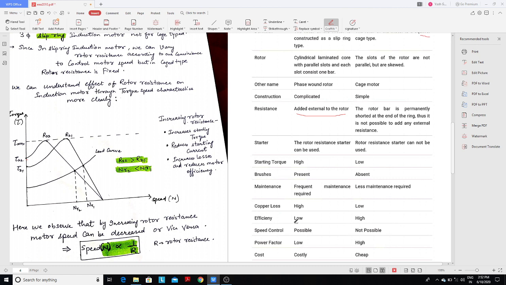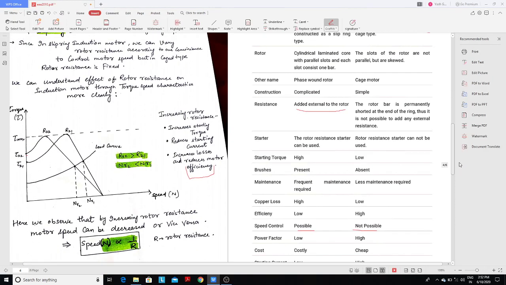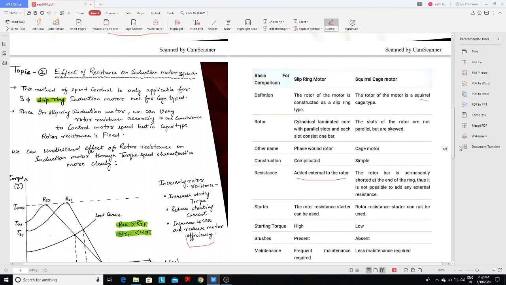Efficiency is low in the case of slip ring induction motor, because as we increase resistance, the losses also increase and reduce the motor efficiency. Speed control is possible for this slip ring induction motor, while it is not possible in the case of squirrel cage. This we will be discussing in this topic, how in a slip ring motor we can control speed while varying the resistance.